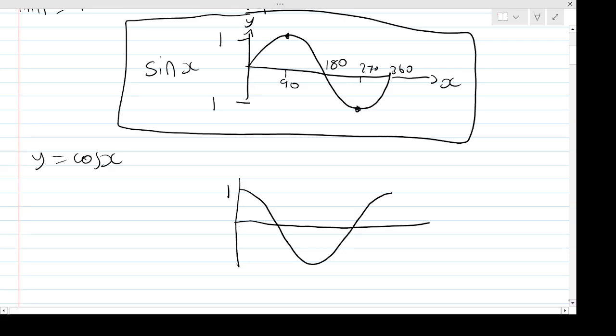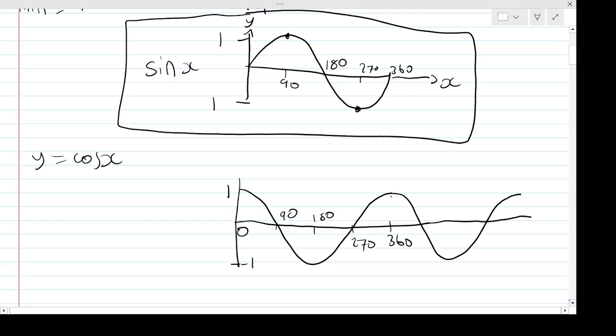So it starts at 1 here, and then 90 is when it goes back to 0, then 180 is when it dips to -1 down here, and then 270 is there, and then it returns back to itself at 360. And then the graph again repeats itself.